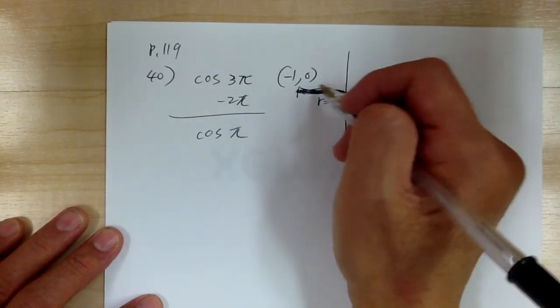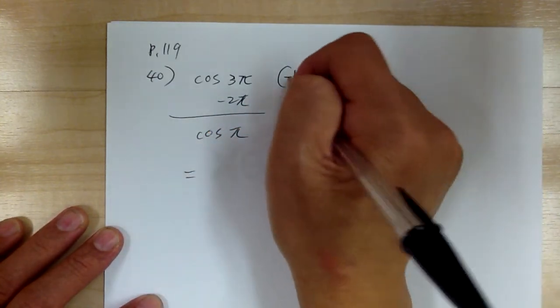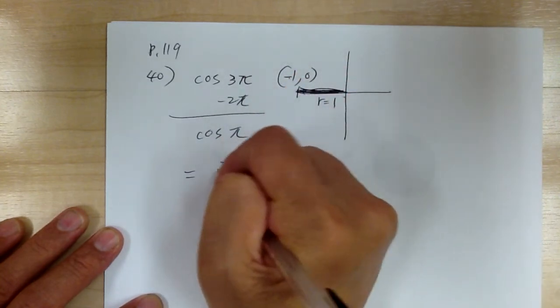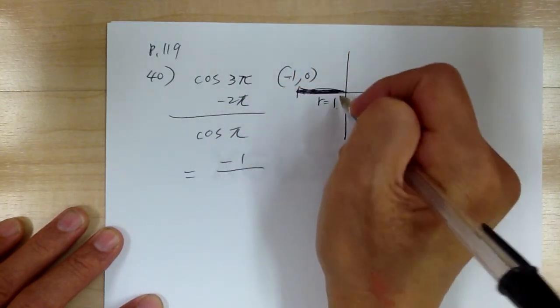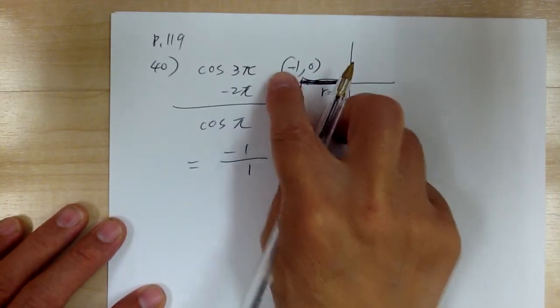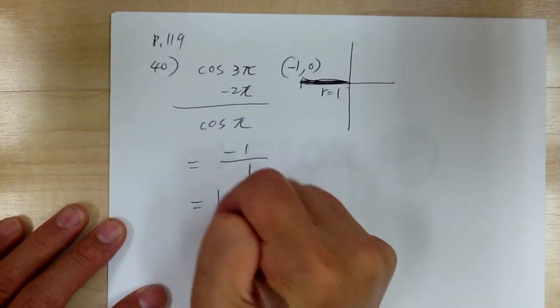Okay, so now by looking at that, cosine is horizontal over hypotenuse. So it would be negative 1 for the horizontal over the hypotenuse, or the radius, which is 1. So negative 1 over 1, this will give you negative 1.